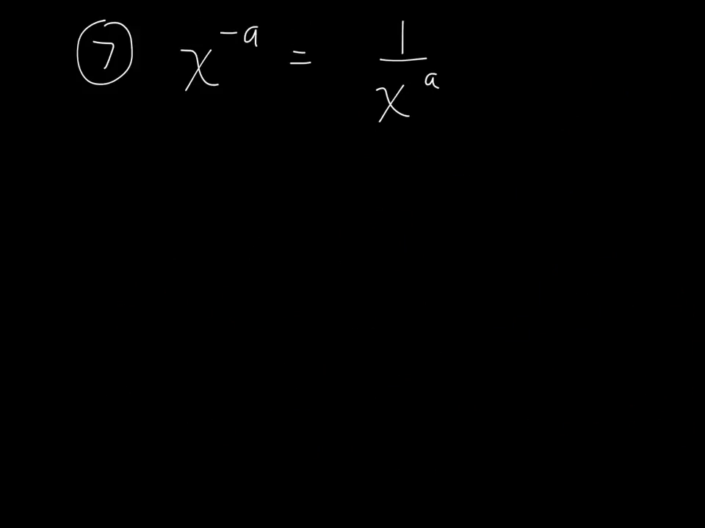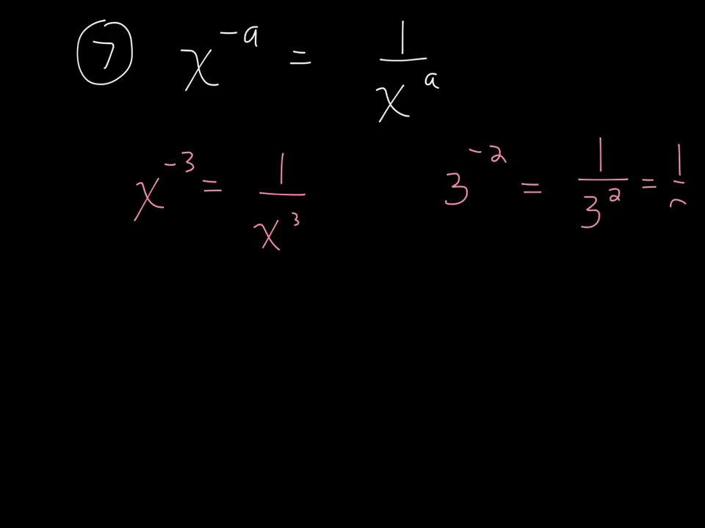Okay, and finally here, our last rule deals with a negative power. So x raised to the negative a is equal to 1 over x to the positive a. So this says take that negative, go ahead and make it positive, but make sure you do 1 over it. So we're talking about x to the negative 3. That's the same as 1 over x to the positive 3. Or 3 to the negative 2. Alright, this is not negative 6, it's not negative 9, it's 1 over 3 to the positive 2, which is 1 over 9.